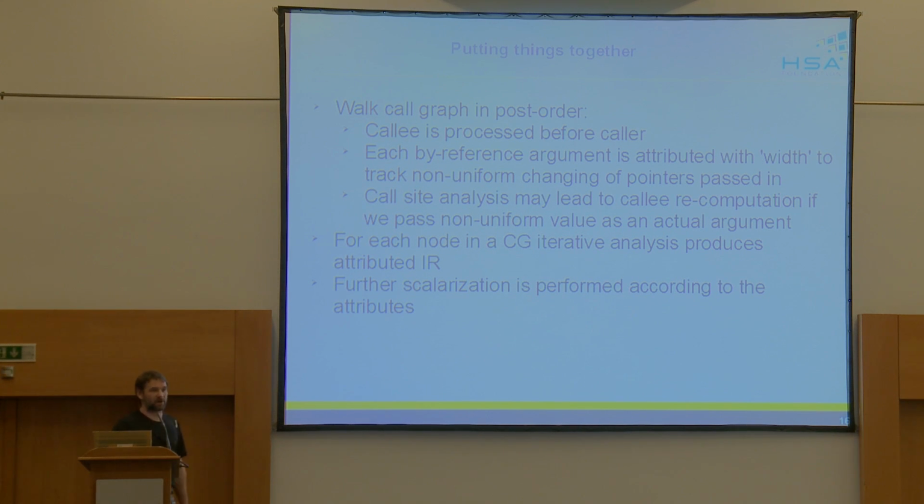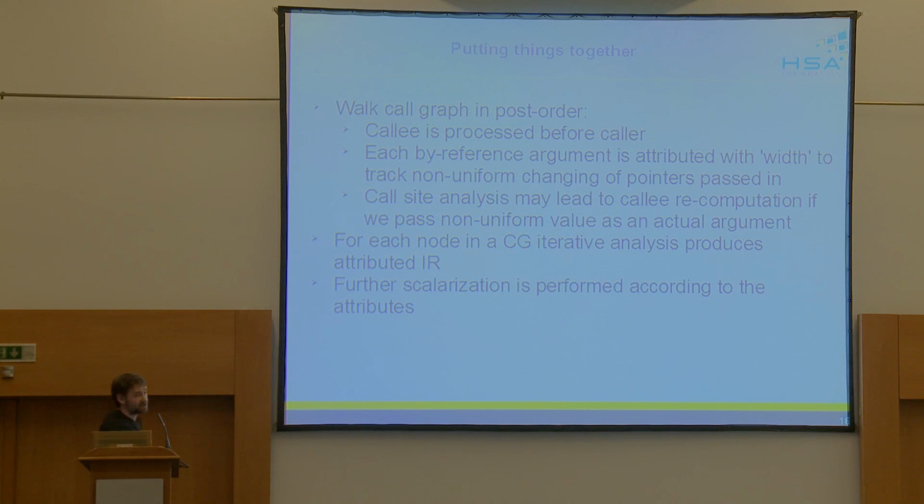One pitfall in these function calls is what happens if we pre-compute the callee body, and then, while processing the caller body, we understand that we pass a non-uniform value to the callee. In this situation, we have to recompute the callee, obviously, because by default we treat parameters as uniform. This is not the case, so we have to recompute.